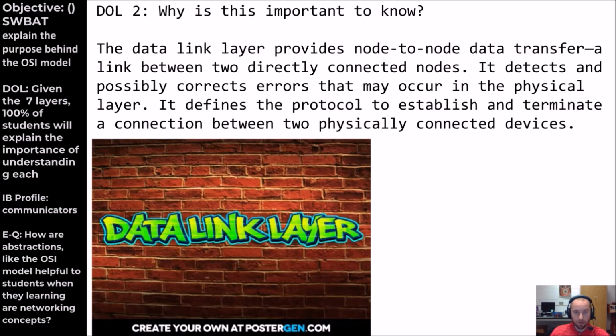And notice we're going in reverse order from how we started this video. So the data link layer provides node-to-node data transfer. This is a link between two directly connected nodes. It detects and possibly corrects errors that may occur in the physical layer. So it defines the protocol to establish and terminate a connection between two physically connected devices.